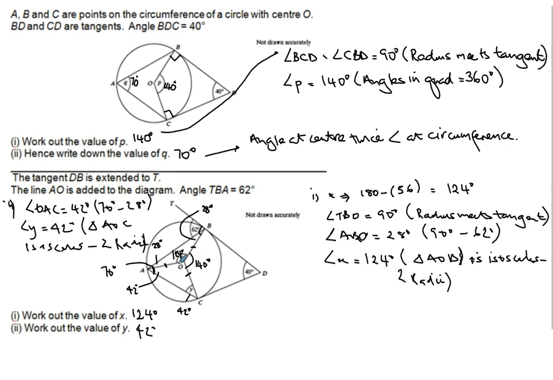One thing's a brilliant check. Can you see those two are 84? So that angle there will be 180 minus 84, which is 96. And so this is just a check.